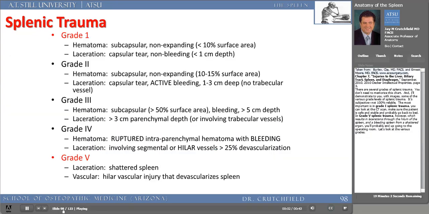There are several grades of splenic trauma. You don't need to memorize this chart. And I'm going to show you various images coming up of splenic trauma of the various grade levels. It's subjective. It's not 100%.